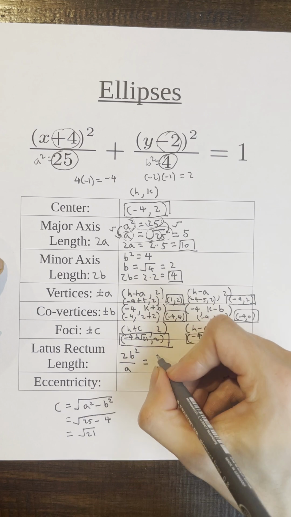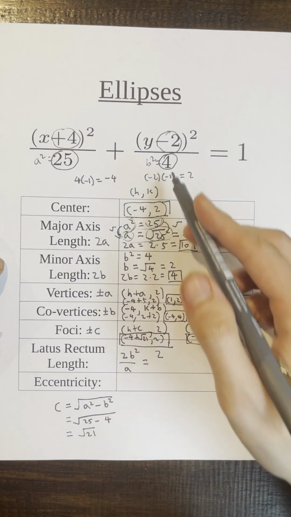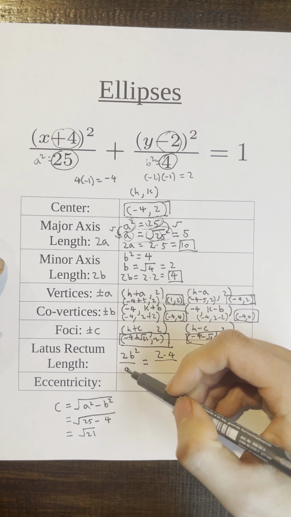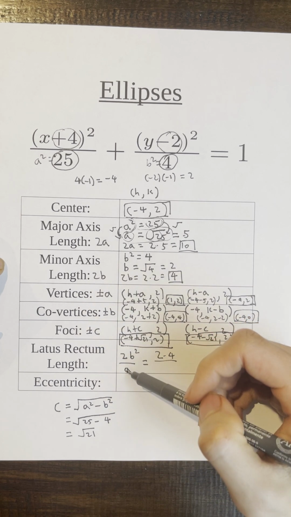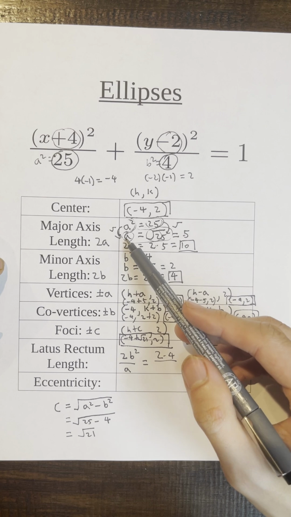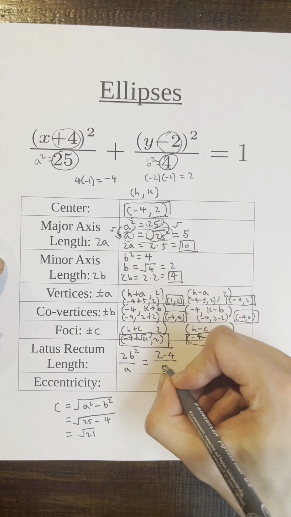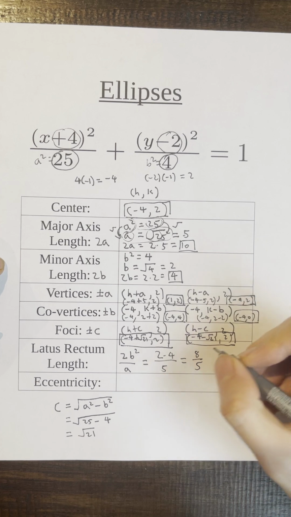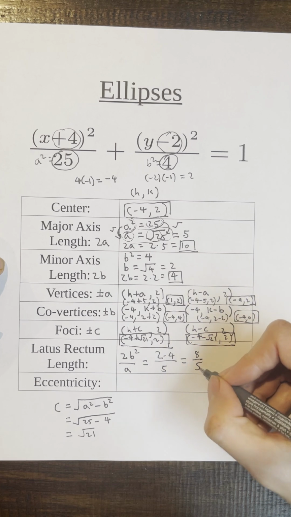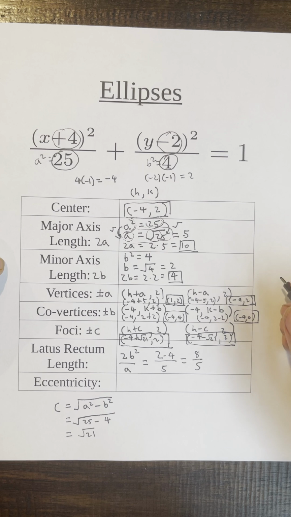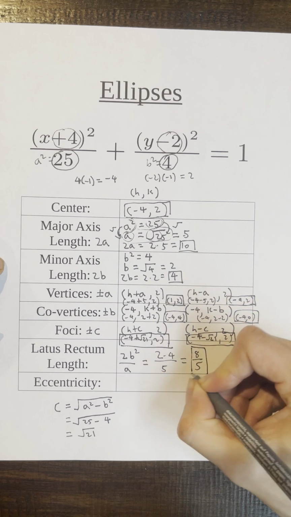Okay, you should have gotten b squared is 4, so 2 times 4 over a. If you forget what a is, well, a is associated with the major axis length, so just look over there. A is 5. 2 times 4 is 8. And can we simplify this fraction? Like, is there anything we can cancel here? Nope. This is your answer.